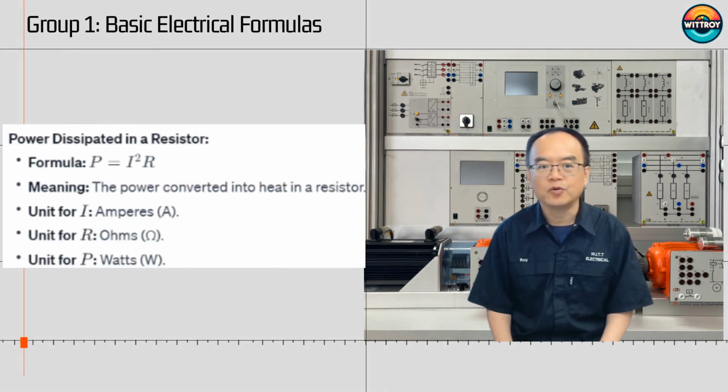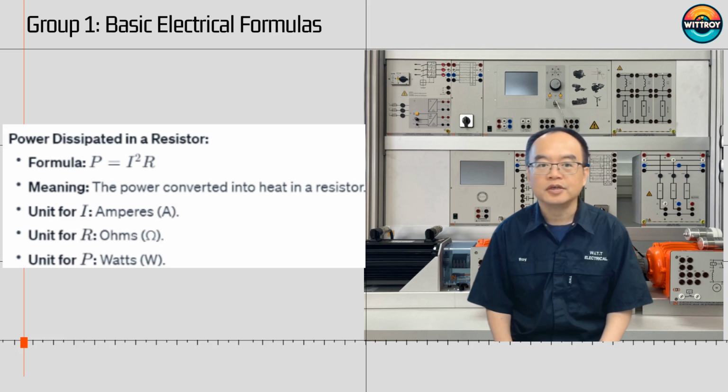First, let's look at the formula itself. The formula for power dissipated in a resistor is P equals I squared R. This formula calculates the power converted into heat in a resistor. Now let's break down each variable in this formula. I, current. The flow of electric charge through the resistor. The unit for current is amperes.